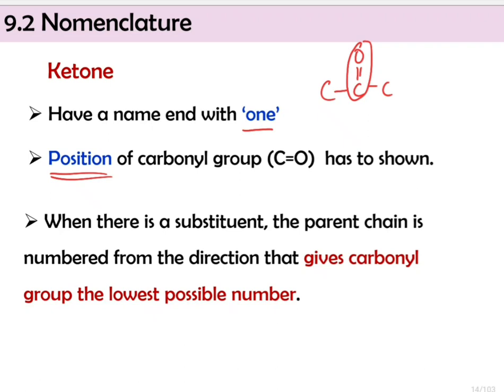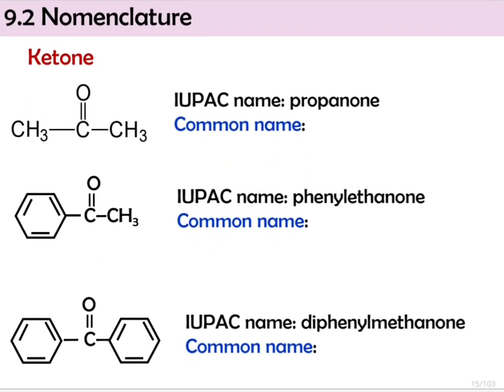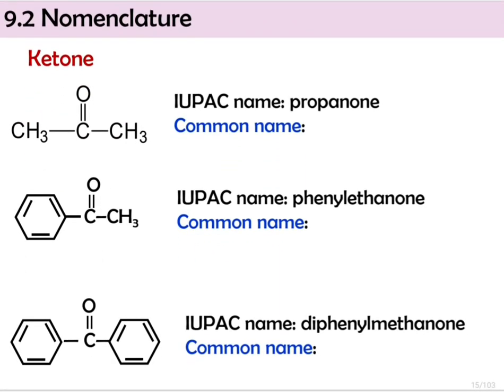Priority masih diberi kepada C double bond O. So carbonyl mesti nombor yang paling rendah. So please give the number from the way yang akan bagi nombor yang paling rendah untuk C double bond O carbonyl group. Before kita pergi about the naming, kita nak tengok untuk common name dahulu.